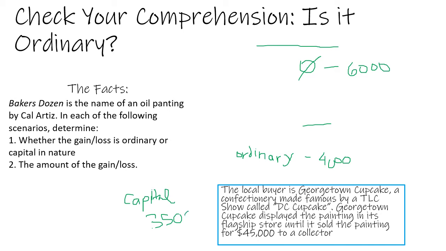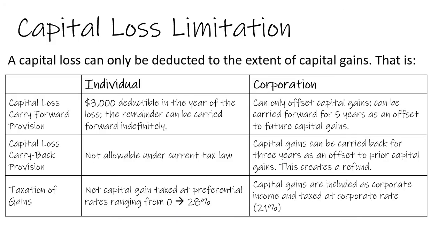The excess of the selling price minus the acquisition price, or the basis. This makes a difference because of the treatment of capital losses and ordinary losses. Ordinary gains and losses are simply included in one's income and taxed at the regular rate. But capital losses can only be deducted to the extent of capital gains.